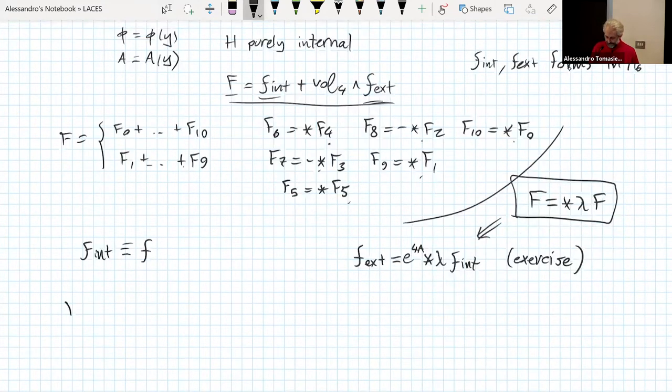The external flux will be left understood. It will be understood that the total flux has this expression. And once again, vol 4 is the volume form of the maximally symmetric space MS4.